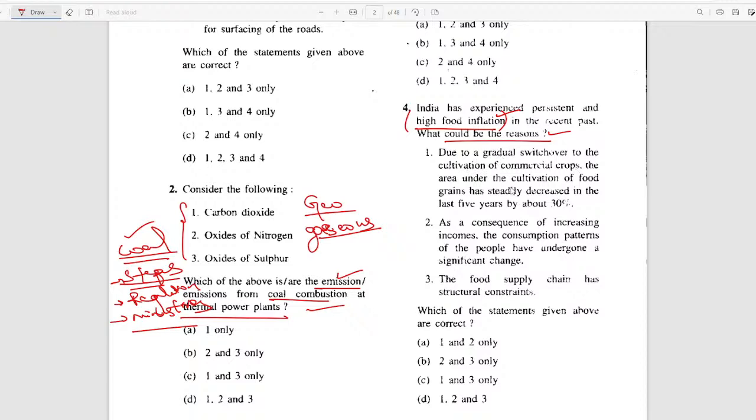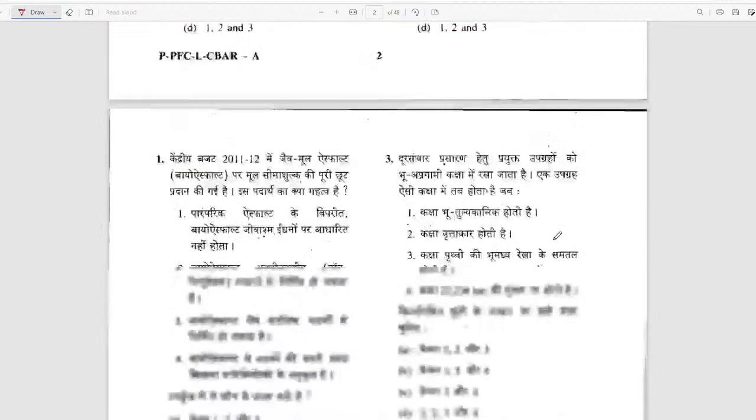In this case, they have talked about the switch over to the cultivation of commercial crops, the areas under cultivation of food grains having decreased, the consumption pattern having changed, and supply chain constraints. During the COVID time, there was a supply chain constraint also. So the takeaway in this question is you have to learn about inflation, types of inflation, and why the inflation is happening. If there is currently a high inflation, you have to understand why that inflation is happening. There are different types of inflation also, you have to read about that.